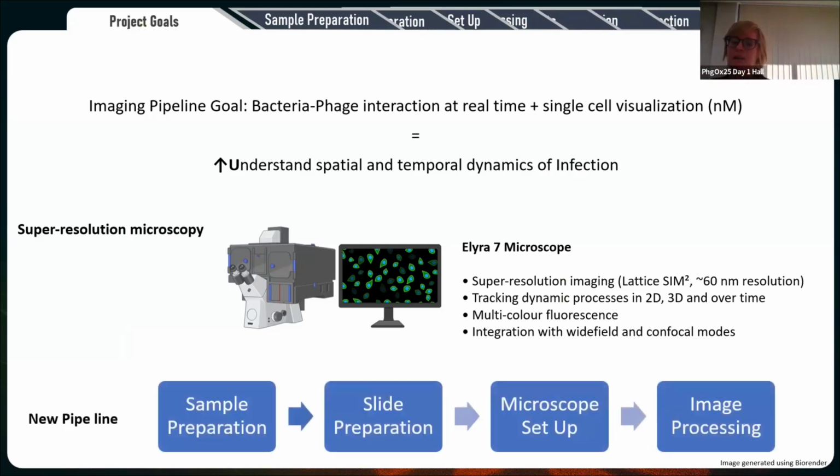The pipeline that I'll be showing you is a new pipeline for looking at the fluorescence of bacteria and phage, and it is made up of four different sections: sample preparation, slide preparation, microscopy setup, and image processing.